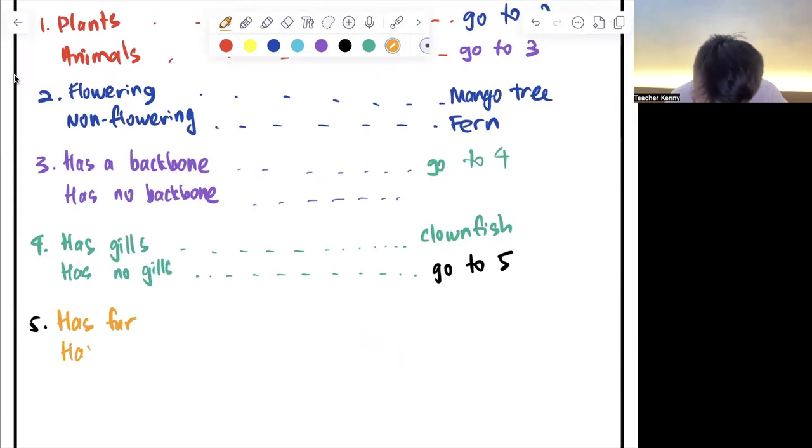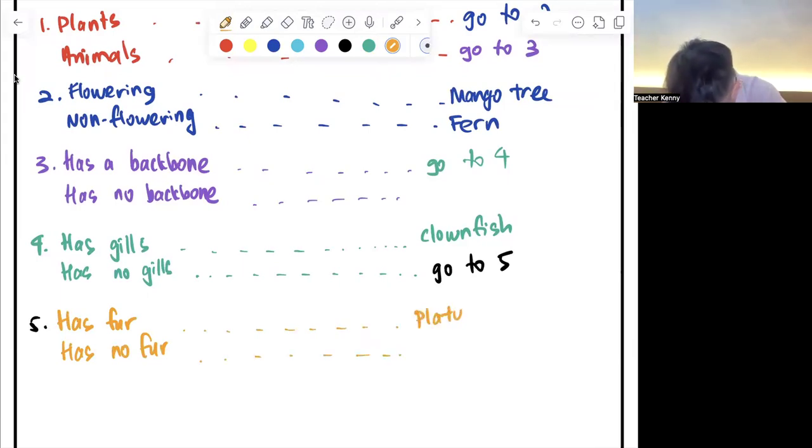Has no fur. Can I put lay eggs and doesn't lay eggs? Can or not? Can I put lay eggs and don't lay eggs? Boleh tak? Why cannot? Platypus, although it's a mammal, is one of the mammals that can lay eggs. Thank you. Yeah, correct. Senfeng, you're right. So has no fur will be lizard.